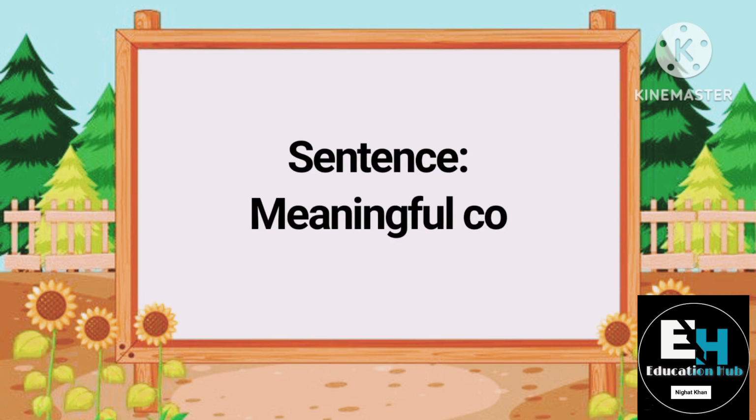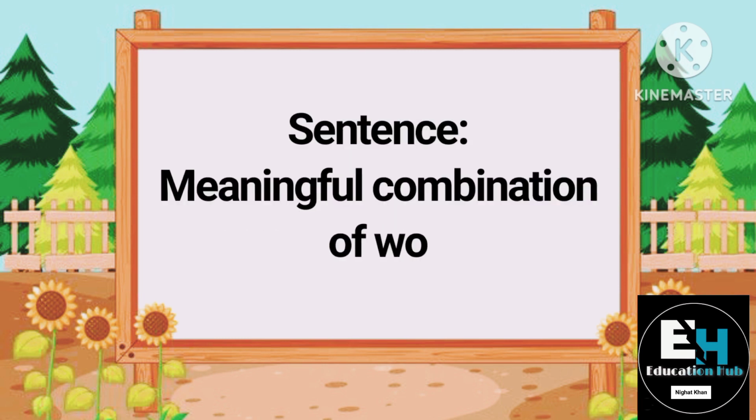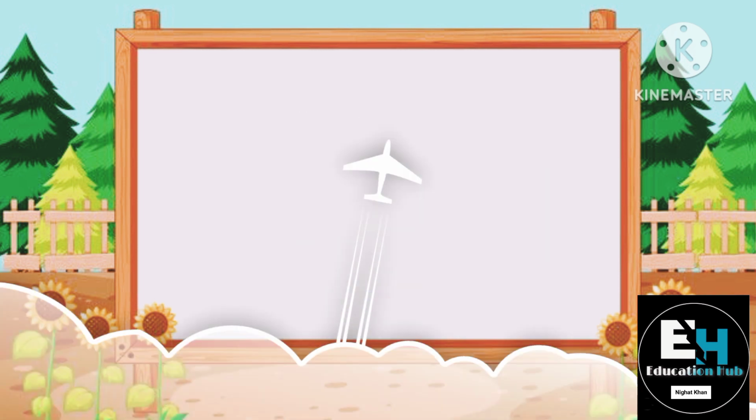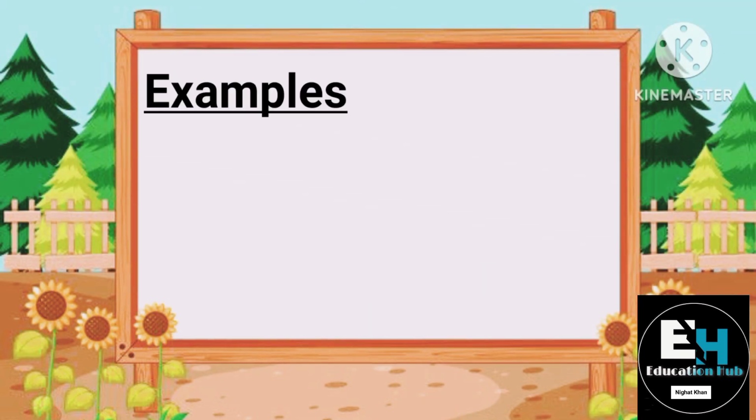A meaningful combination of words is called a sentence. It means that in a sentence we have different words and all the words have meaning. Then it becomes a sentence. Now I will tell you some examples of sentences which have different words and all the words have meaning.